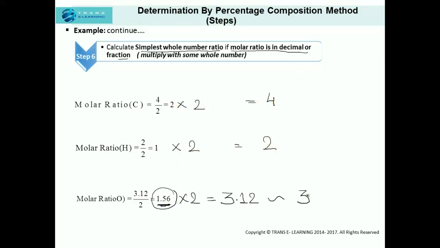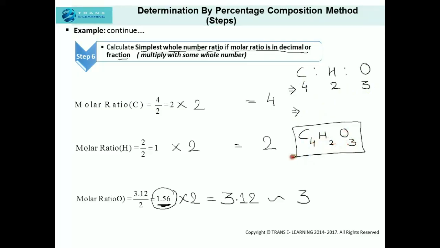So these three represent the simplest whole number ratio of carbon, hydrogen, and oxygen. You can very well check that these are positive integers and they don't share any common factor, because 3 doesn't have 2 in common, so they have no common factor. So this justifies the two conditions for the empirical formula. So the empirical formula of this compound will be C4H2O3. This is the answer.